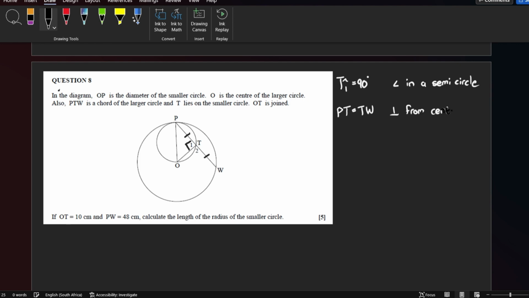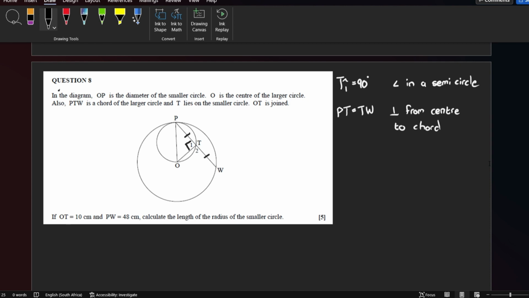So PT is equal to TW, and our reason there would be perpendicular from center to chord. Not center to midpoint of chord, because we were not given the midpoint, we were given the center and we proved the perpendicular line. Therefore, it will be perpendicular from center to chord. Be aware of confusing those two theorems.